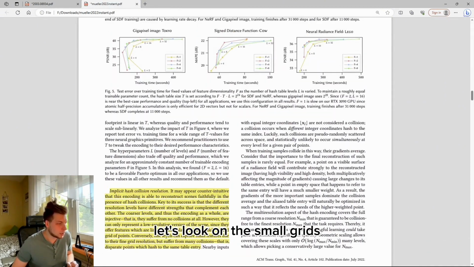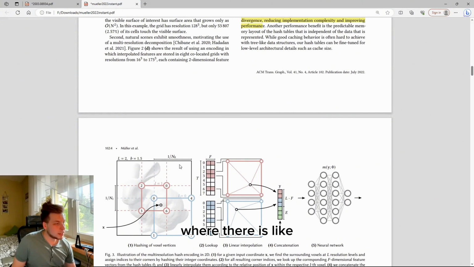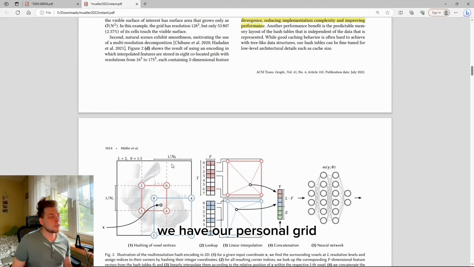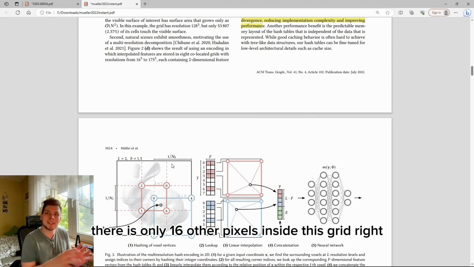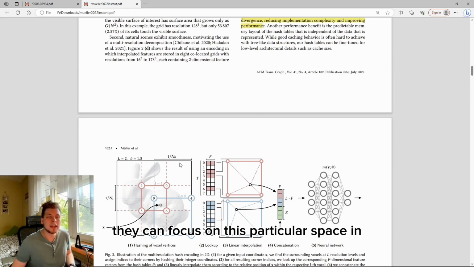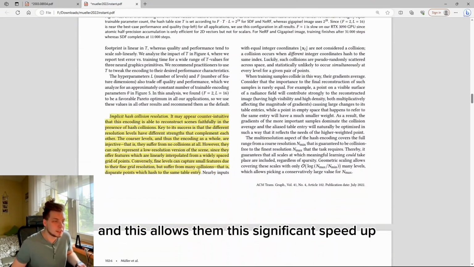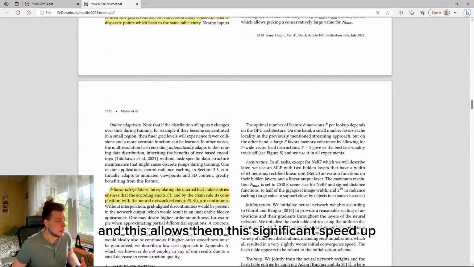But when we go down then to the small grids, let's look at the small grids. So conversely, fine levels can capture small features due to their fine grid resolution, but suffer from many collisions. That is, disparate points which hash to the same table entry. So what they mean, when we take the grid where there is like 16 by 16 pixels, right? We have our personal grid. There is only 16 other pixels inside this grid, right? But thanks to that, these values here, right? They can focus on this particular space in the 3D space. So this way they resolve this collision, and this allows them this significant speed up that they do.